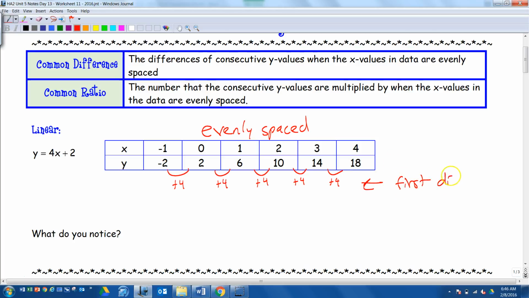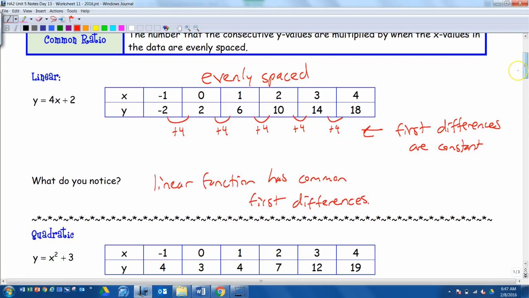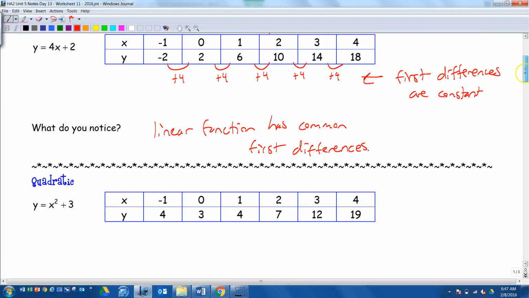So when the first differences are constant, we have a linear function. Okay, so that's what happens. You have common first differences when you have a linear function. Let's look at a quadratic.